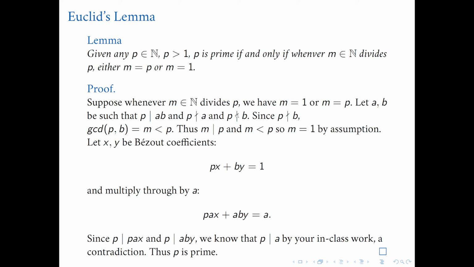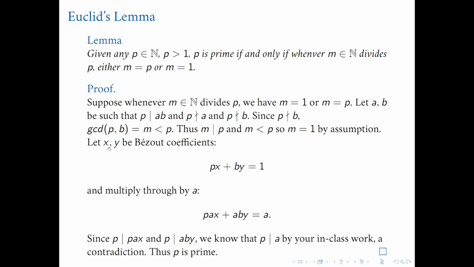Since P doesn't divide the second term, B, the greatest common divisor of P and B is some number M less than P. Why is it less than P? Well, it's a common divisor, and P doesn't divide B, so it can't be equal to P, so it has to be less than P. All right, great. So M divides P because it's a common divisor of both of them. Since it's a divisor of P and it's less than P, it must be equal to 1 because that's our assumption: whenever we have a divisor of P, it's either 1 or P, but it's less than P, so it has to be 1. So this tells us that the GCD of P and B is 1.